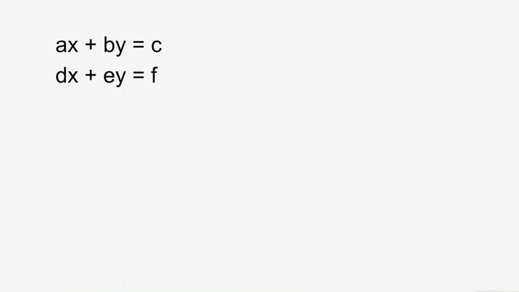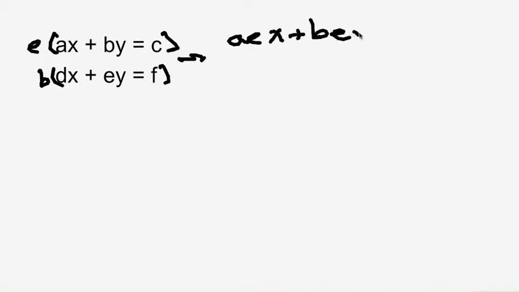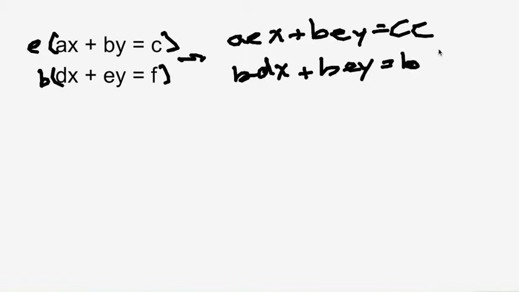So if we were going to solve this as a system of equations, we'd multiply the first equation by E and the second equation by B. And that would give us AEX plus BEY equals CE. And on the bottom, BDX plus BEY equals BF. In order to eliminate the Y, we would subtract this bottom one.